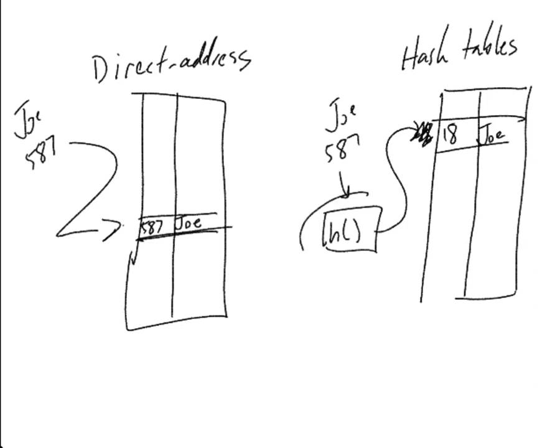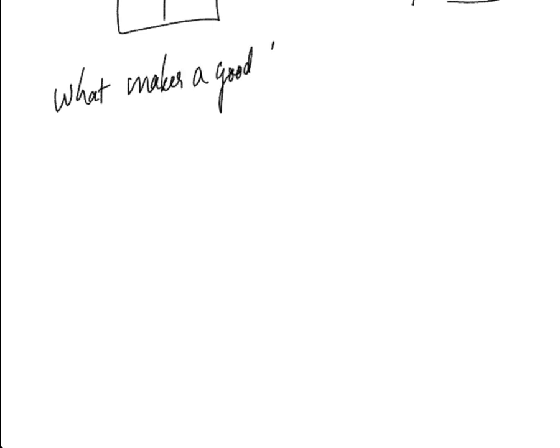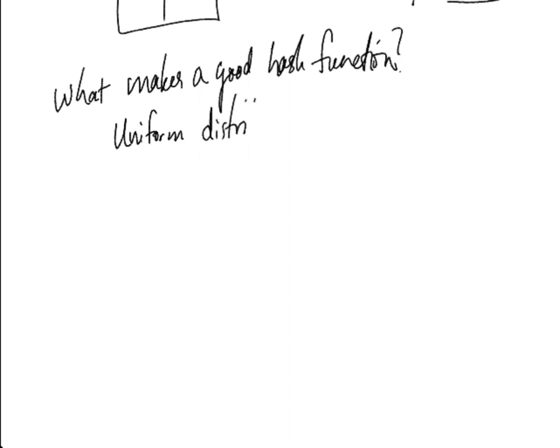And the topic of this video is, what about that hash function? What does it do, and what do we want it to do? First of all, what makes a good hash function? We want uniform distribution. Uniform distribution, what does that mean?